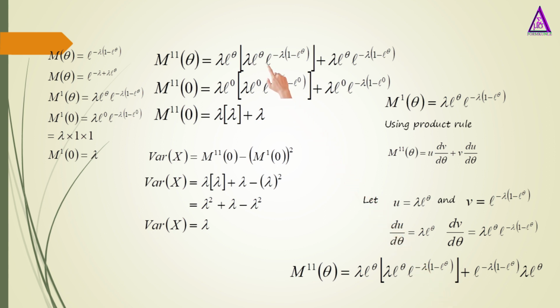When θ equals 0, anywhere we see θ in equation 1, we replace it with 0 in equation 2. Therefore, in equation 3, we have λ(λ + λ). So the variance of the Poisson distribution using the moment generating function is also λ.